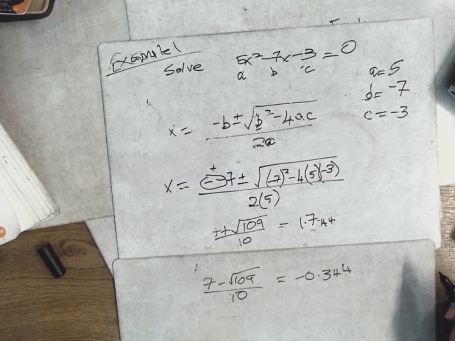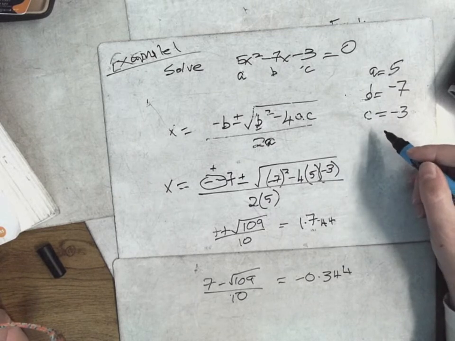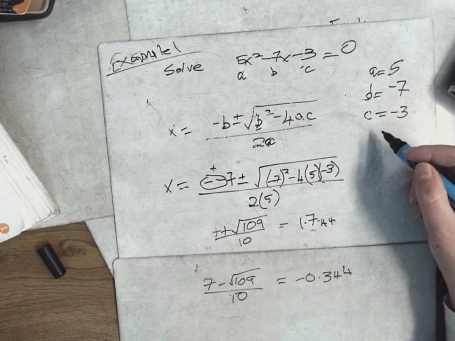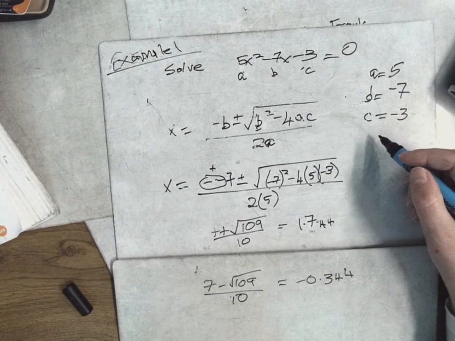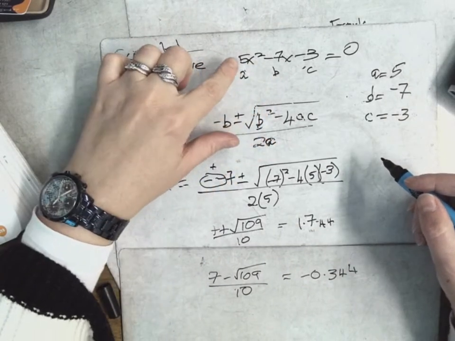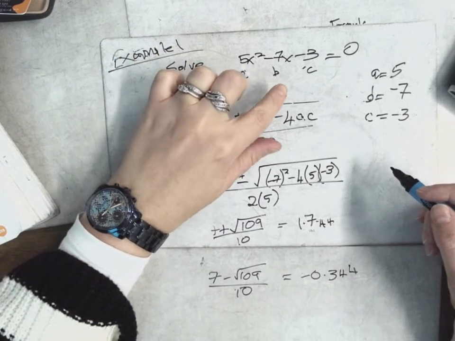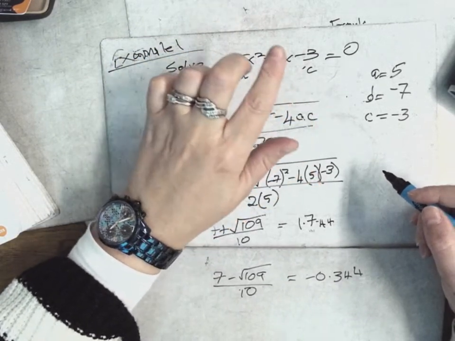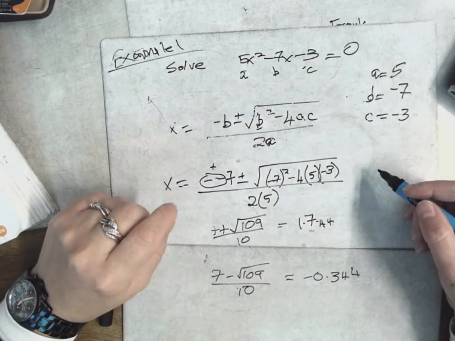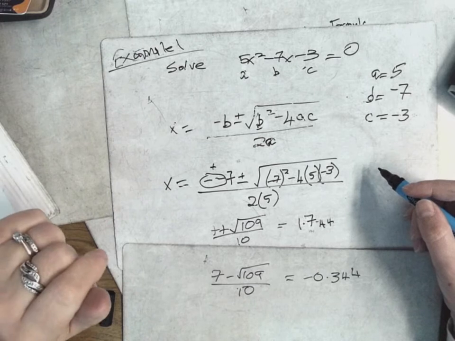You know the ABC, like, how do you know what to do? A is the number in front of x squared. So they'll give you the equation. So A will be the number in front of x squared, B is the number in front of x, and C is the number on its own. Is that okay? I'll do a second example now in a minute and you might see it better.